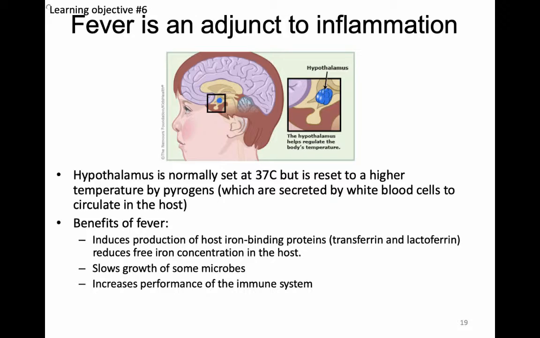The benefits of fever are threefold. We have the outcome of induction of production of host iron-binding proteins. Two examples of iron-binding proteins that humans can make are transferrin and lactoferrin. Both of these molecules reduce circulating free iron in the host, and iron is an essential nutrient for microbes. So without free iron, microbes cannot reproduce and replicate. Fever is also thought to slow growth of some microbes, and it seems to increase the performance of the immune system and its ability to respond.